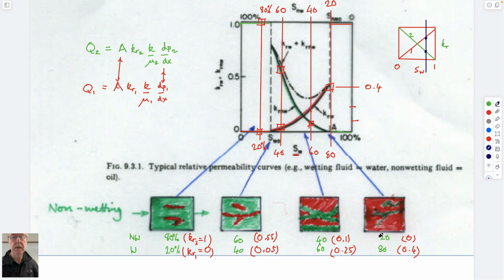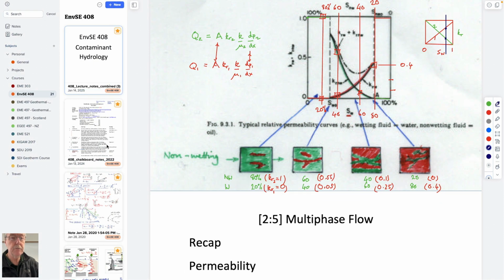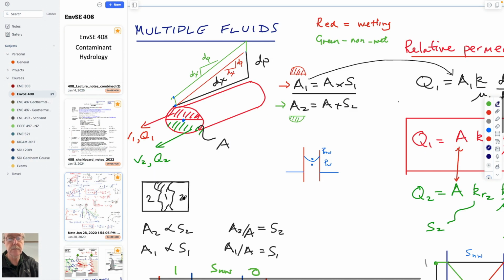So anyway, I tried to explain that. It's not necessarily a super simple concept, but the outcome is kind of important for what we do. So let's go back to this.